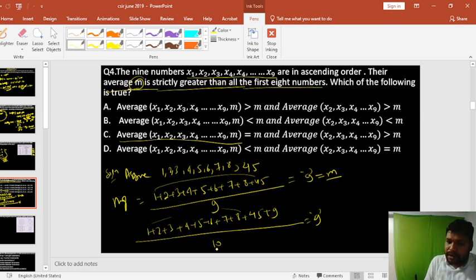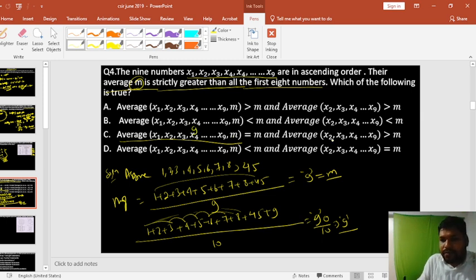If you divide by 10 here, 90 divided by 10. Let me add 1 to 8 once here: 3 plus 3 is 6, 6 plus 4 is 10, plus 5 is 15, plus 6 is 21, plus 7 is 28, plus 8 is 36. 36 plus 9 is 45, 45 plus 45 is 90, 90 divided by 10 is 9. I am getting the average of this one as 9.